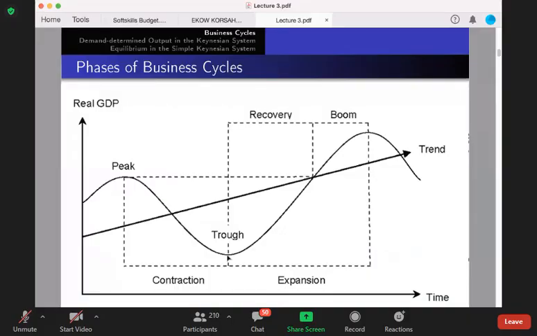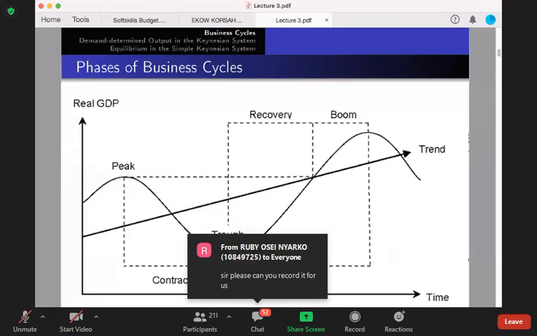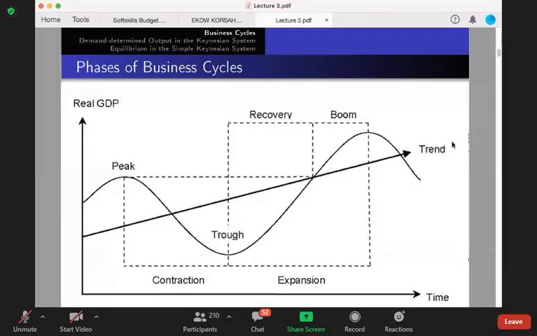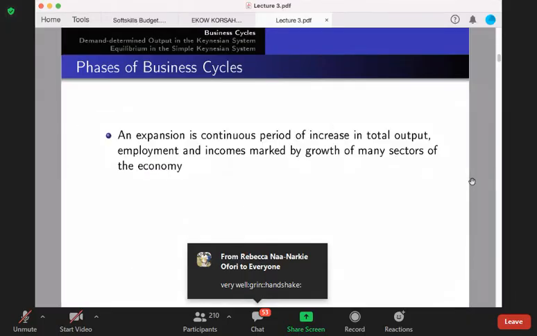All of those things are important in moving the economy on the recovery part, okay? Yes, so Rebecca, I hope I've answered your question. And David, yes. An uncontrollable recession leads to a depression, okay? It leads to a depression. All right.